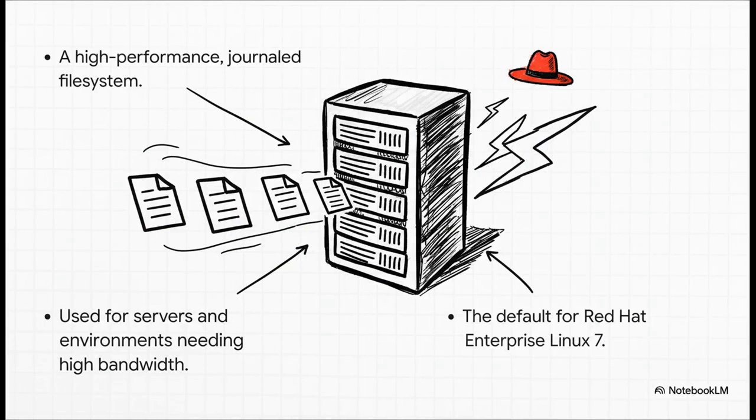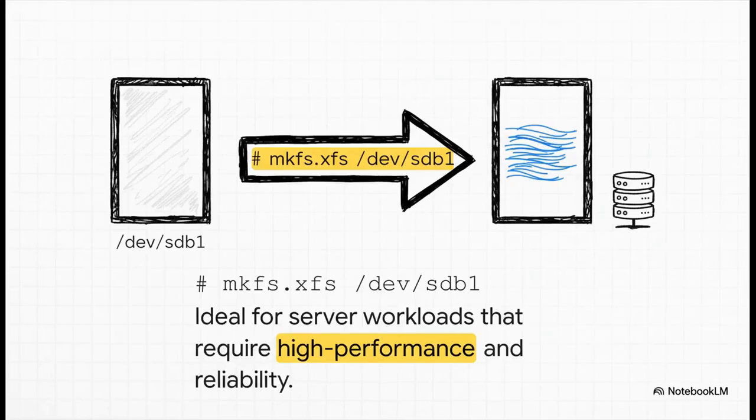So, besides ext4, the other big name in the native Linux world is XFS. This is another really powerful journaled file system. Its speciality is handling large files and high bandwidth situations incredibly well, which is why it's a huge favorite for servers. In fact, it's so good at it that it became the default file system for big server distros like Red Hat Enterprise Linux 7. And you guessed it, making an XFS file system is just as easy.